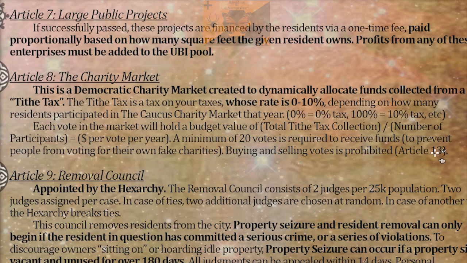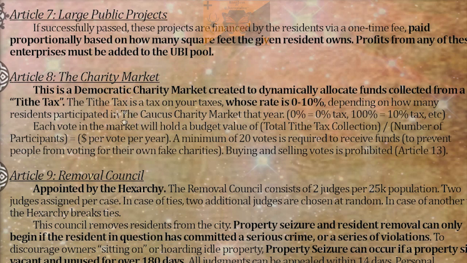Buying and selling votes is prohibited. So you can't vote for a charity that will, like, pay you 90% of whatever. That's illegal because it defeats the whole purpose of the charity market, which is a market for charities. Exactly what you would assume it is.